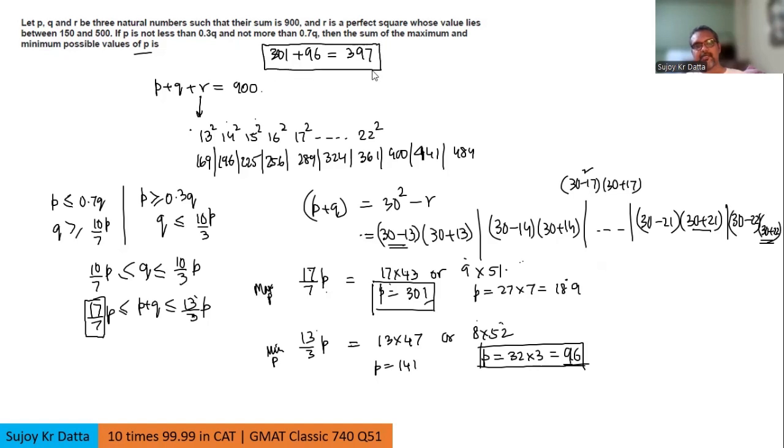So what are the concepts we have used in this? First is knowing your squares, then inequalities, and then factors. Being able to factorize this as a product of two terms and then figuring out which factors are divisible by a particular number like 17 or 13. So multiple concepts are all in the same question. All right, moving on.